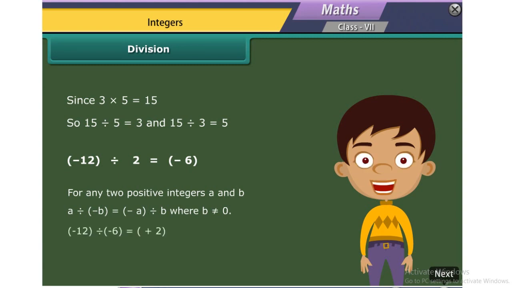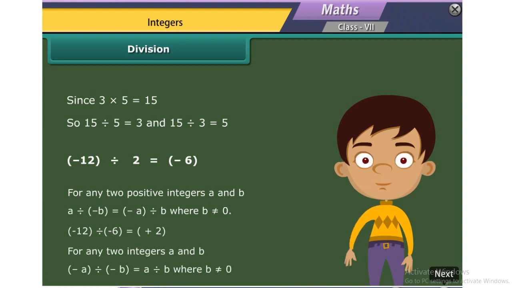When we divide a negative integer by a negative integer, we first divide them as whole numbers and then put a positive sign. In general, for any two integers a and b, minus a divided by minus b is equal to a divided by b, where b is not equal to 0.